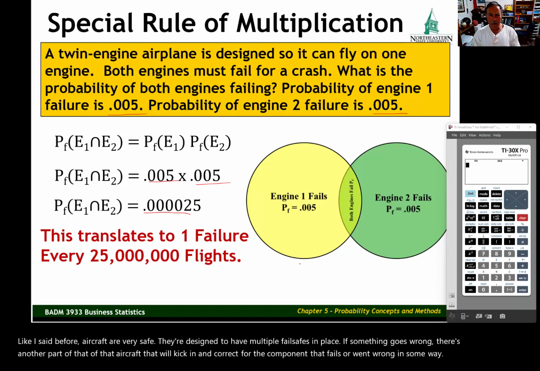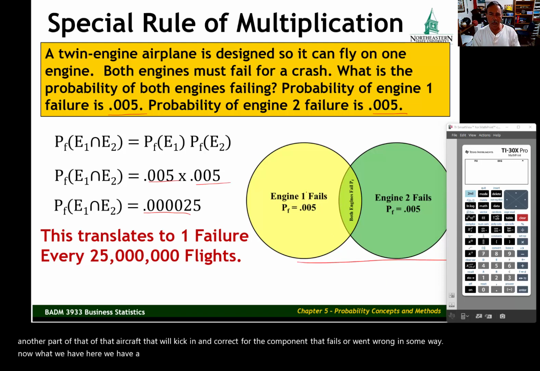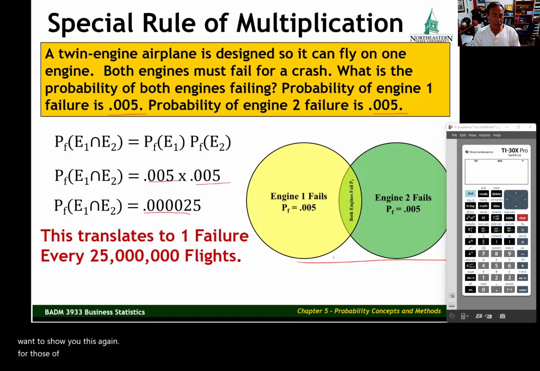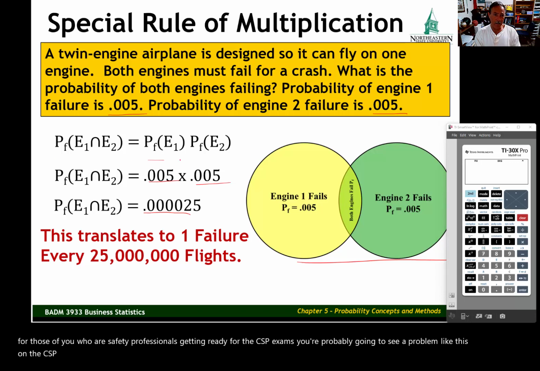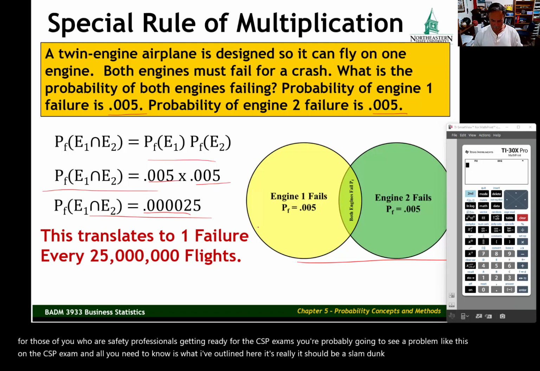Now what we have here is a Venn diagram showing the overlap. We already know what Venn diagrams are, but I just want to show you this again. For those of you who are safety professionals getting ready for the CSP exams, you're probably going to see a problem like this on the CSP exam. And all you need to know is what I've outlined here. It should be a slam dunk on the CSP exam.